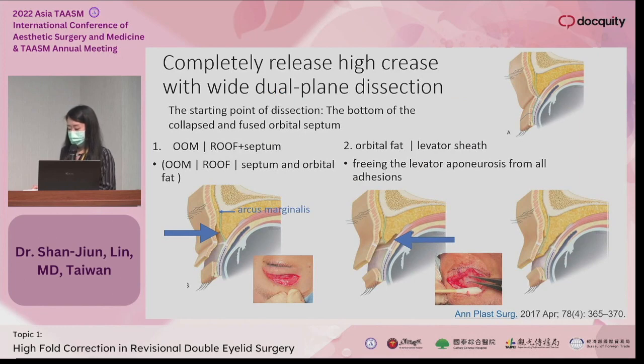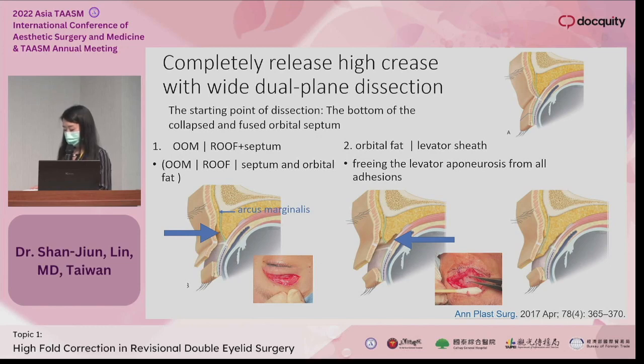If there is excess skin, we can excise the old high fold and create a new lower one. But if there is no skin to excise, we can use the dual plane dissection to completely release the high crease. On the newly designed lower fold line, an incision was made through the skin and the orbicularis oculi muscle.